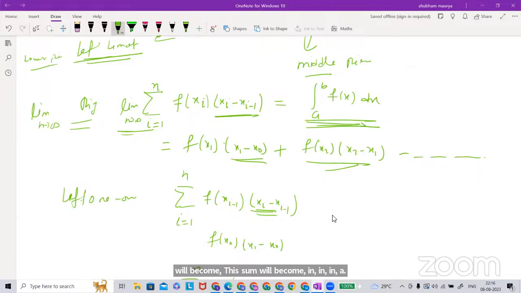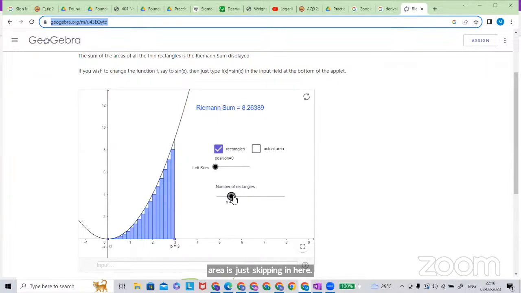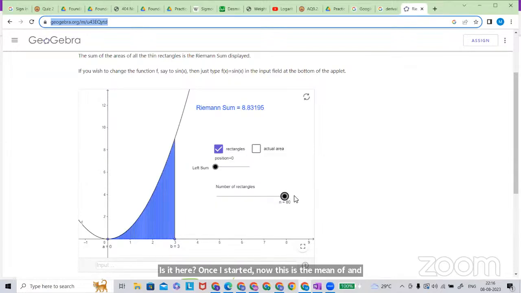And sir, all the corners of the different rectangles will be submerged into that? Yes, because of taking this limit. As you can see here, once I started increasing the sub-intervals, see how accurate it is becoming. If the interval is larger, see how some area is left out, some area is skipped. Is it clear? This is the meaning of n going to infinity. Once I make it infinite, it is exactly the area under the curve.